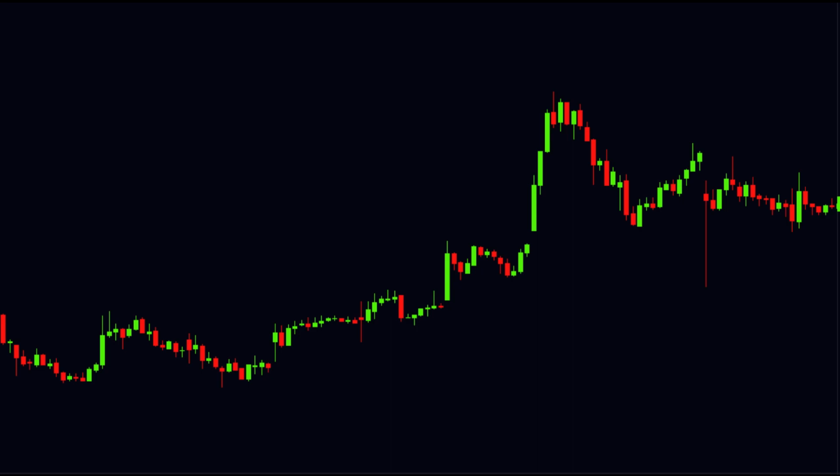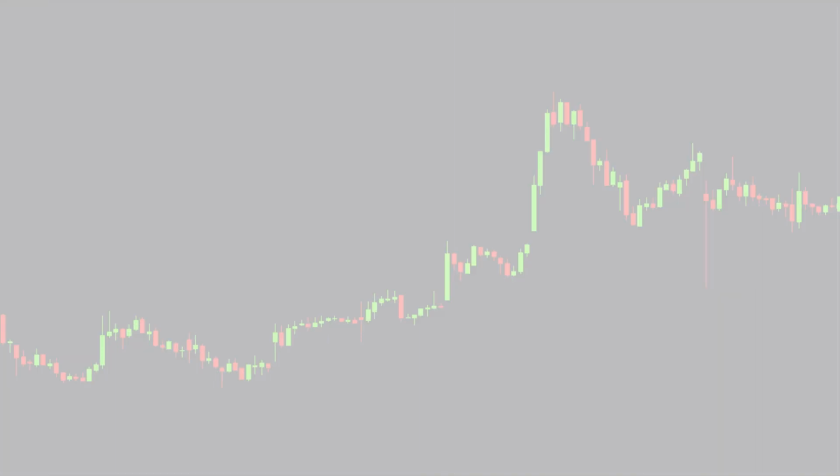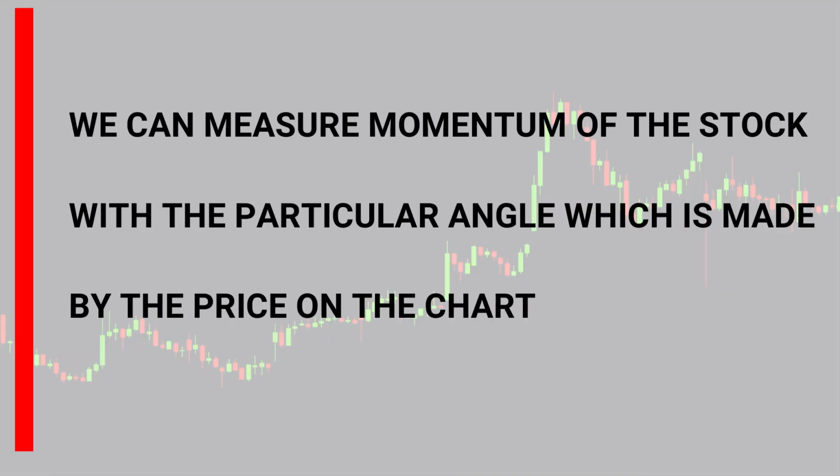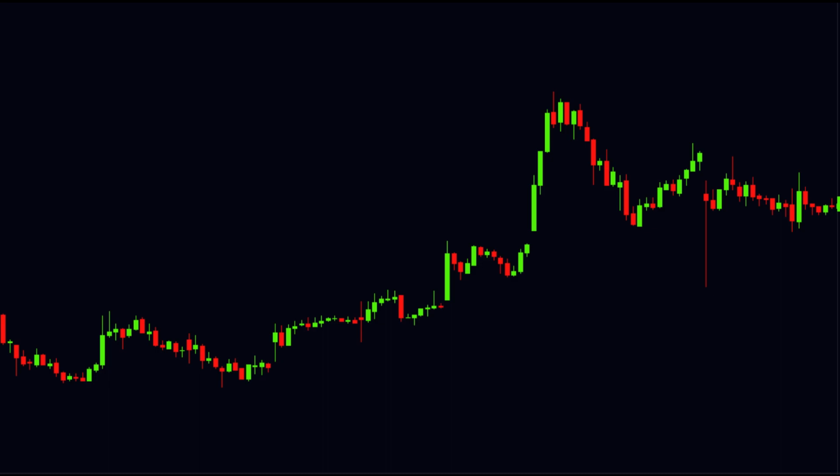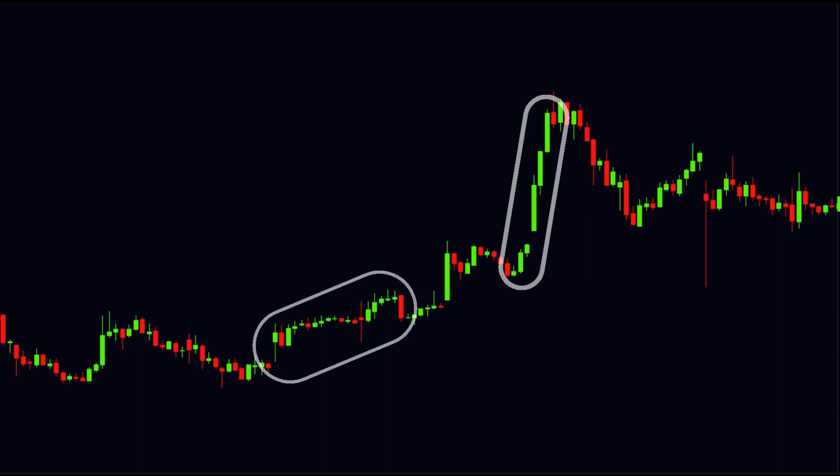Here, we can imagine the next move of the market with the help of the angle made by the price during market movement. It means we can measure the momentum of the stock with the particular angle which is made by the price on the chart. During this we don't require any tool to measure the angle, but we have to conclude whether the next move is bigger or smaller than the previous move. As you can see in the chart, this move is bigger than the move which was made before.